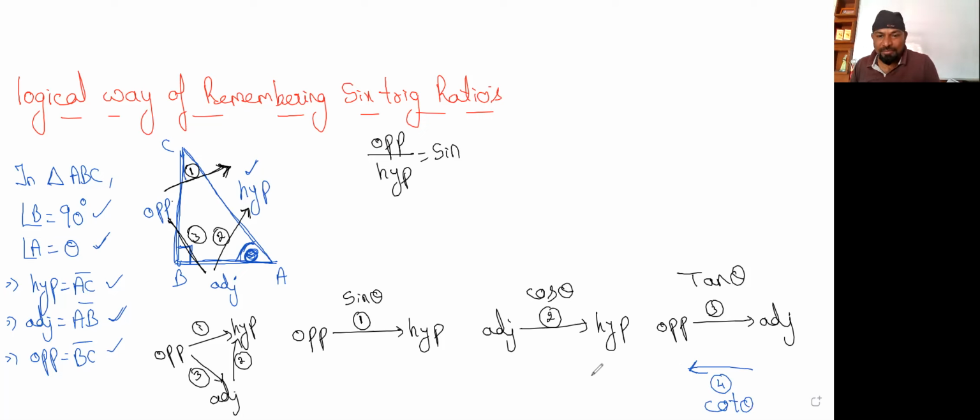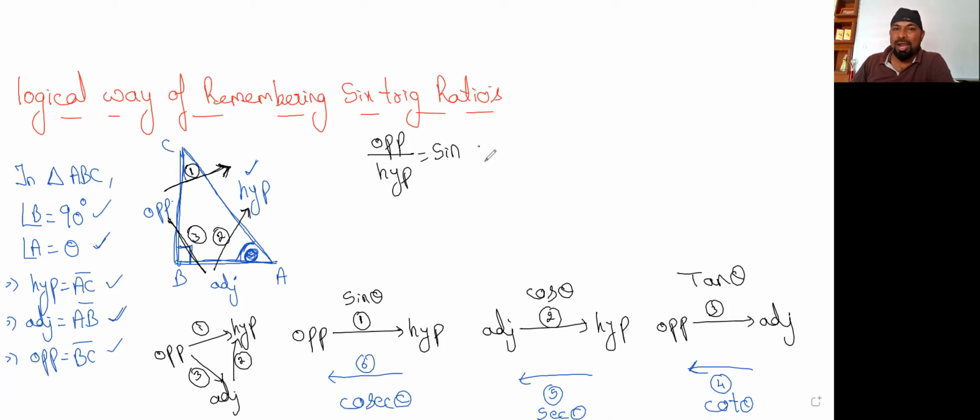Then the fifth relation is hypotenuse to adjacent. We call it sec theta, coming from hypotenuse to adjacent. Now the sixth relation: hypotenuse to opposite, we call it cosec theta. So these are the six relations we have.